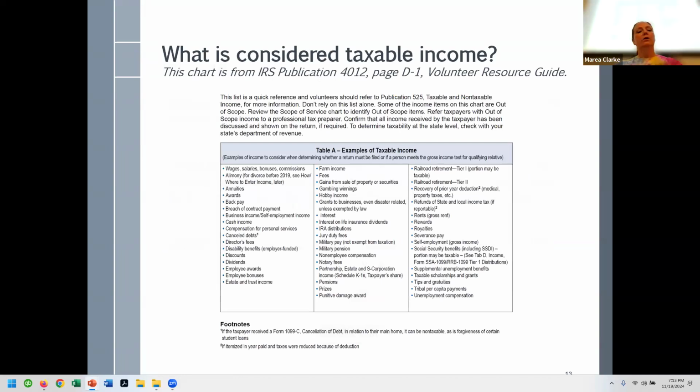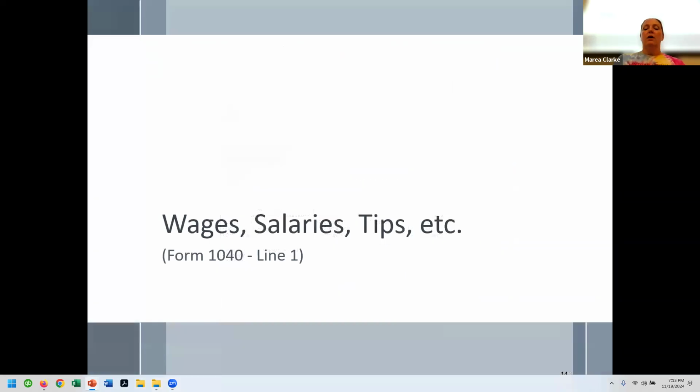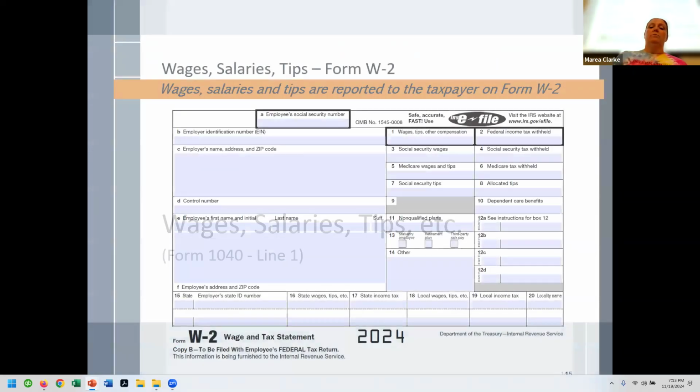All right, here's a really big list from the 4012 of all the different types of things that the IRS considers income. We're not going to go through, well, we're going to talk about a bunch of them, at least in high level detail, and some of them in more detail.